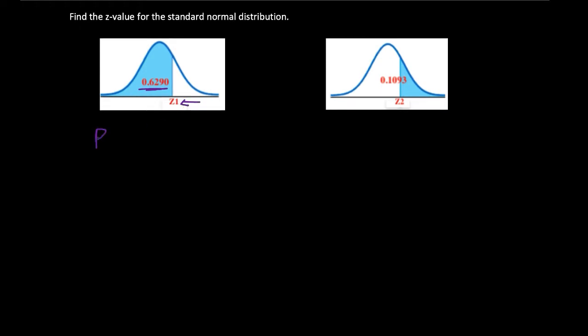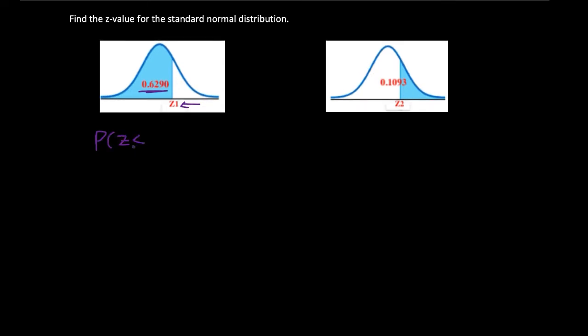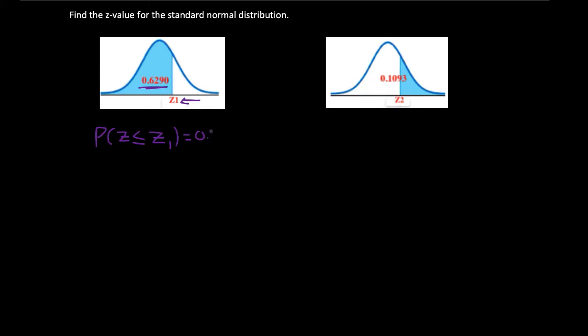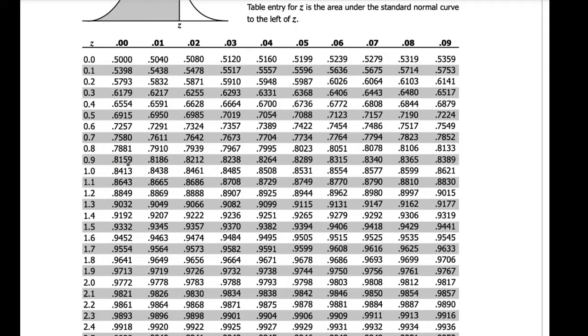In probability, z less than or equal to the number z1 equals 0.6290. Okay, this is a less than or equal sign. Therefore, we can directly use the z table. Go to the z table and find 0.6290 in the middle of the table.